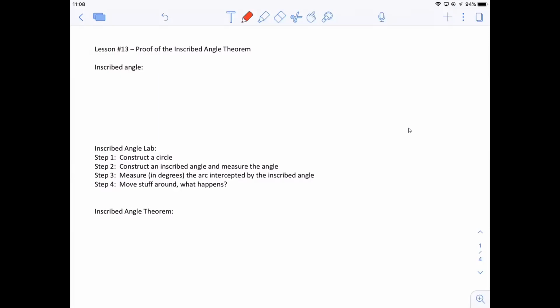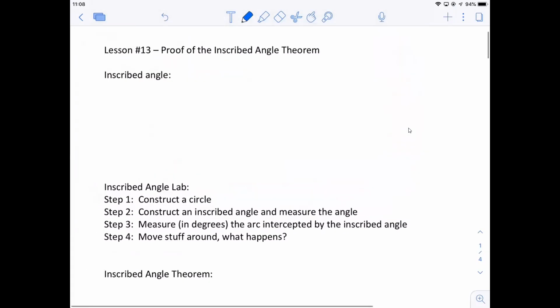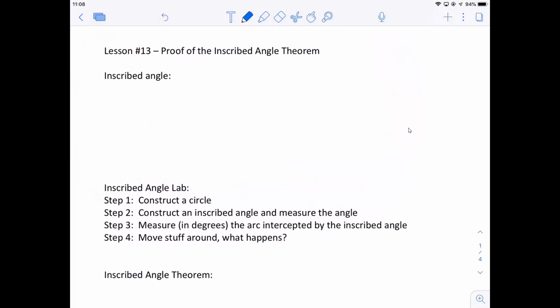I would highly recommend making a new Notability file where we write down all the theorems that we have so far, because it can be quite a lot to keep track of, especially with circles, which are probably pretty new for all of you. It's a good idea because we still have quite a few theorems remaining after this. Today we're doing the inscribed angle theorem, and yes, we are going to be proving this theorem later.